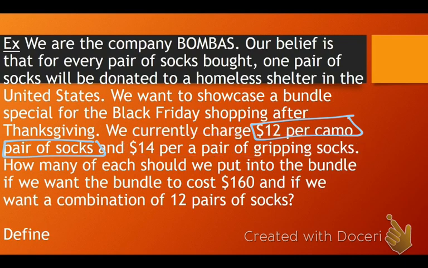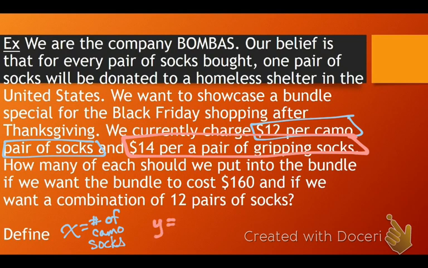So anyway, they actually sell these on their site. They sell the gripping socks. They sell the camo socks. Apparently it's a big deal. So let's say they're trying to do a Black Friday shopping special, where they want to bundle certain pairs of socks without losing some sort of money. All right. So we are going to have two variables. Let x equal the number of camo socks and let y equal the number of gripping socks.